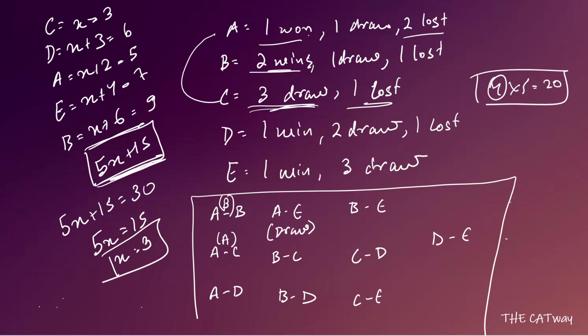So this will be won by B and this will be won by D. Correct? Now see, for C, C has lost one match. Okay, C lost against A. That means C is going to play other 3 matches as a draw match. So that means this match is going to be a draw. This match is going to be a draw. And this match is also going to be a draw. Okay, so C has played all the draw matches.